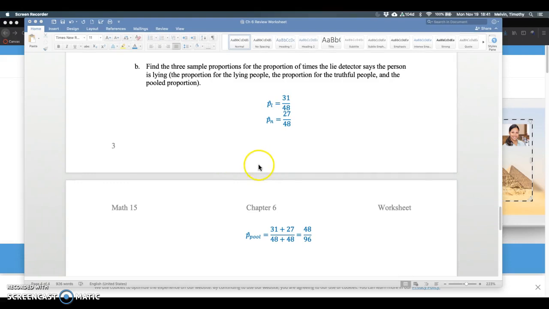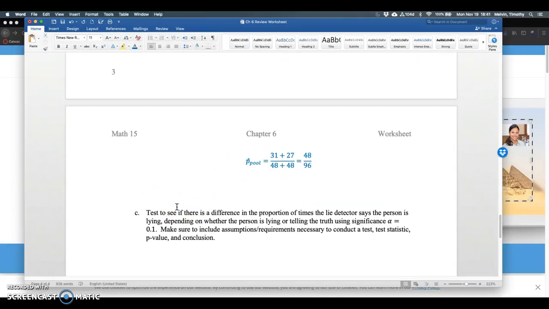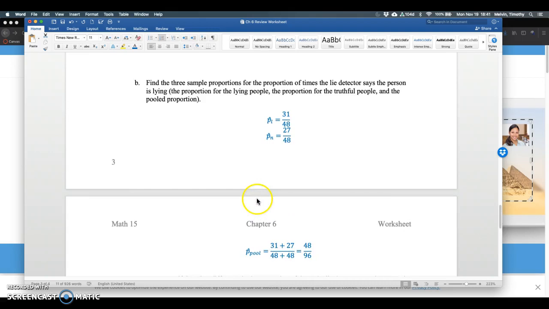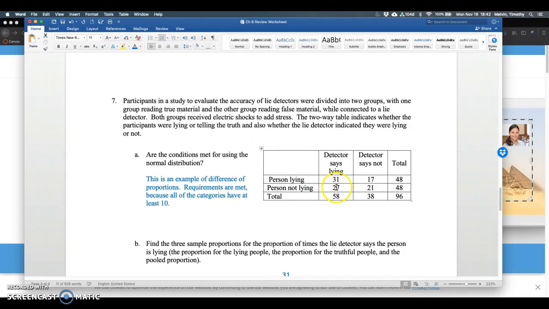All right, now we have our sample data. We want to conduct a hypothesis test to see if there's a difference in the proportion of times the lie detector says a person is lying, depending on whether the person is lying or telling the truth. We use a significance level of 0.1, 10%. So we're going to use these sample data: p-hat is the proportion that the lie detector says the person is lying if they actually are lying, 31 out of 48. And 27 out of 48 is the proportion of times the lie detector says the person's lying when the person is in fact telling the truth.